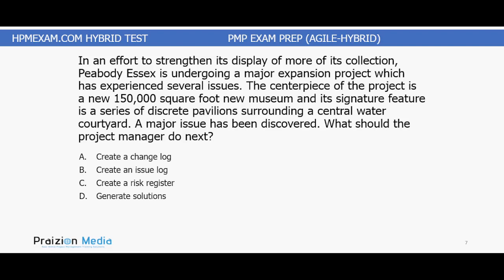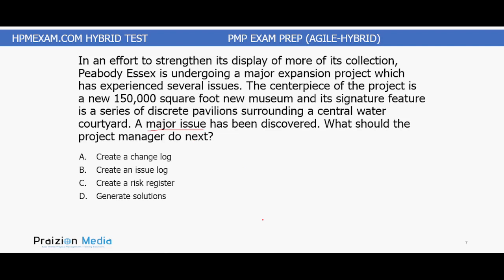In an effort to strengthen its display of more of its collection, Peabody Essex is undergoing a major expansion project which has experienced several issues. The centerpiece of the project is a new 150,000 square foot new museum, and its signature feature is a series of discrete pavilions surrounding a central water courtyard. A major issue has been discovered. That's what we're looking at, major issue. What should the project manager do next?